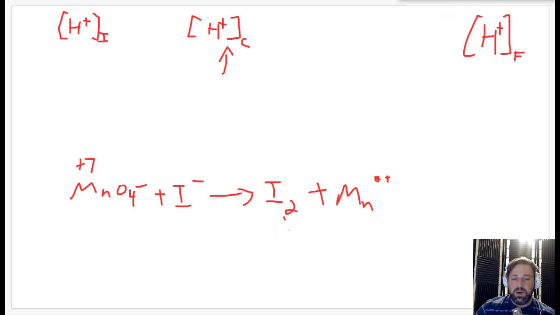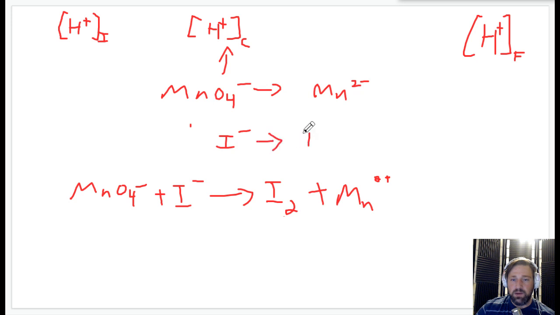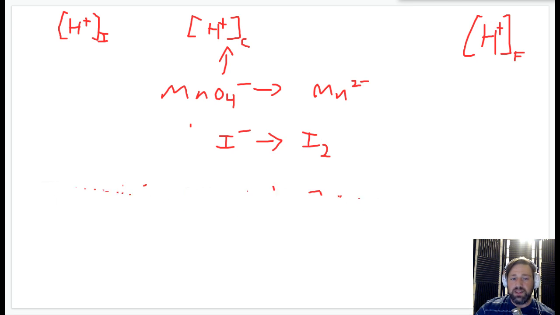It's pretty easy to tell what the two steps are going to be. So let me rewrite those, separate them out. Manganate going to manganese ions. And then we also have iodide ion going to elemental iodine. Okay, cool. So now we're going to go through that process of redox balancing. Step 1, we wrote them out.